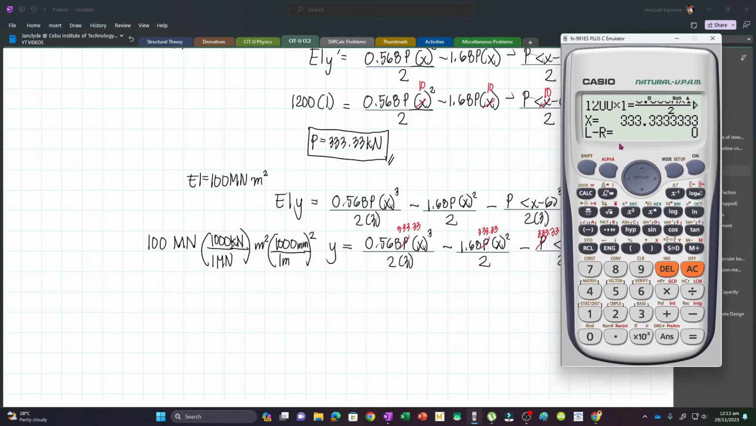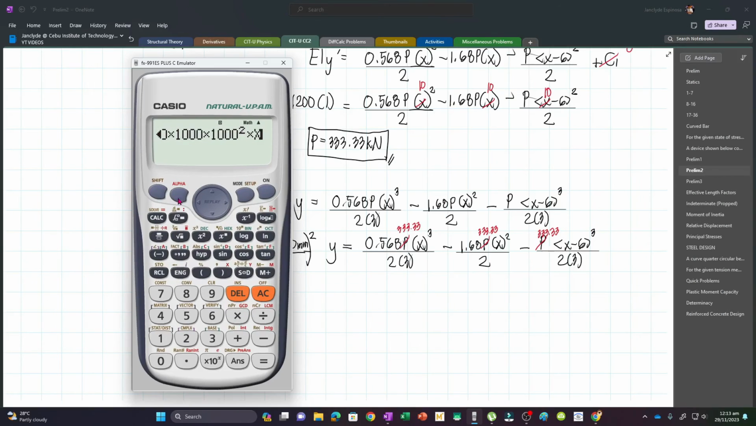Now, ang kani siyang p, ako na lang i-store sa variable, para dili na ko still mag-type. So, kana siya, naka-store sa a. And so, kaning left side, ako i-type 100 times 1000 times 1000 squared, and then times x. Kaya, again, ang y man natong gipangita, or ang deflection. And then, equal na siya to 0.568p.